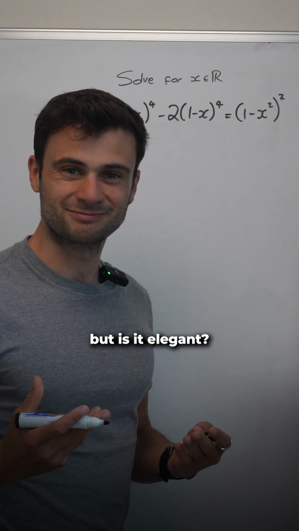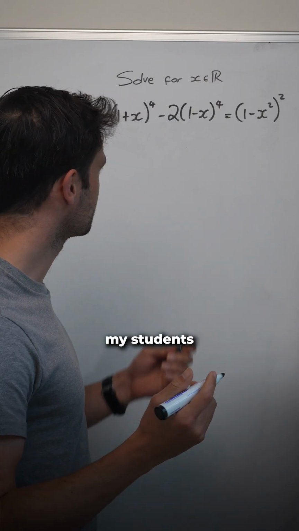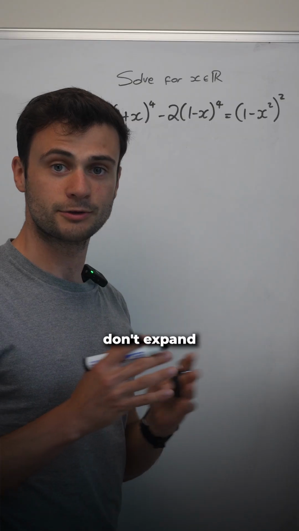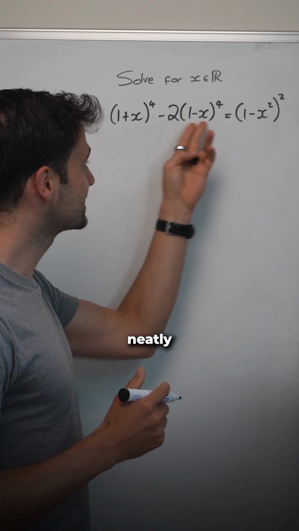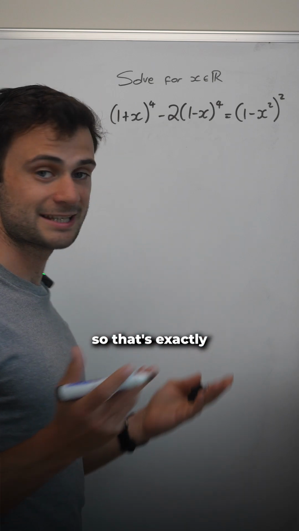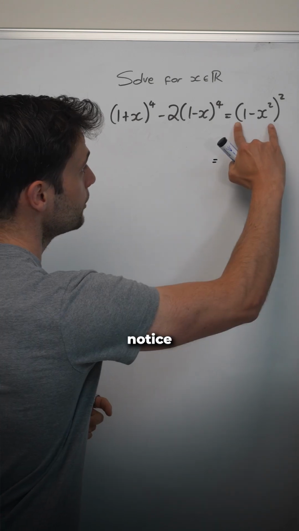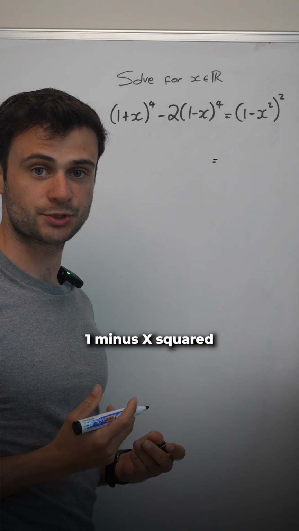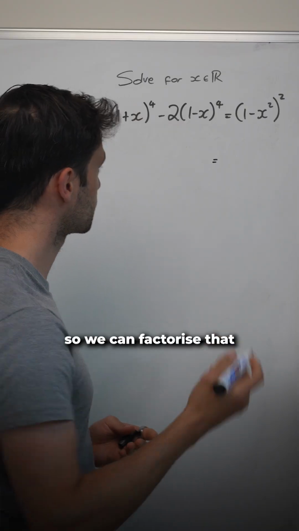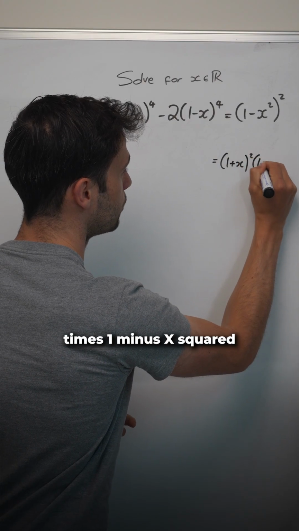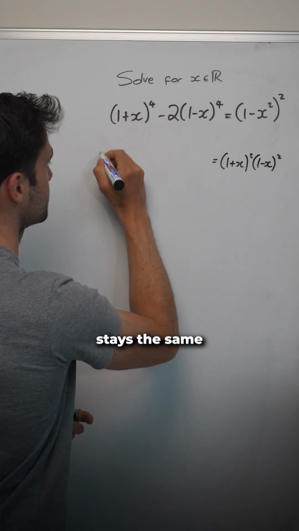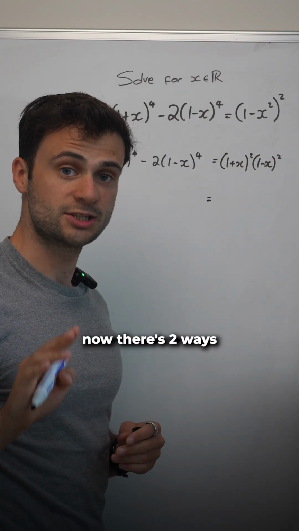But is it elegant? What I tend to advise my students is to, whenever we can, don't expand, but to keep factorizing so that everything kind of stays neatly in its brackets. So that's exactly what we're going to do here. We can notice that this bracket, 1 minus x squared, well, that's a difference of two squares, so we can factorize that. So we can get 1 plus x squared times 1 minus x squared, and this side stays the same. Now, there's two ways that we can go from here.